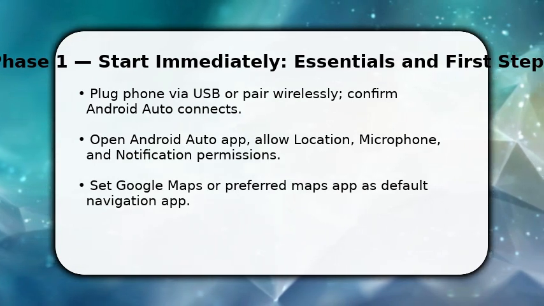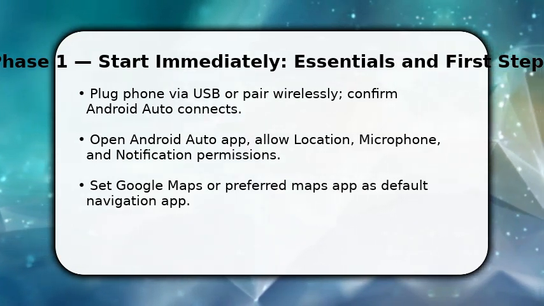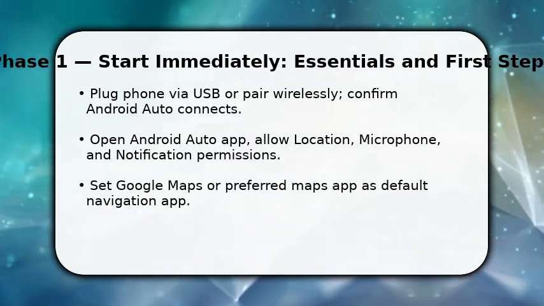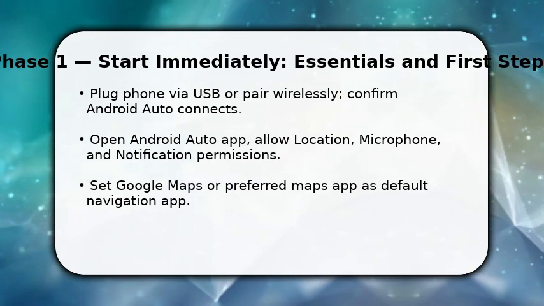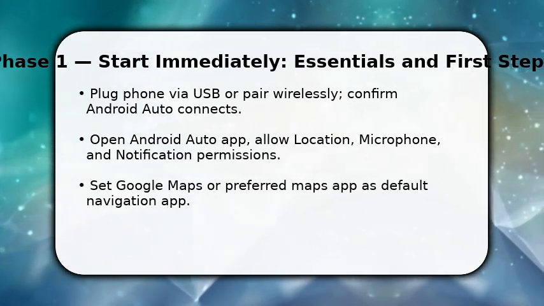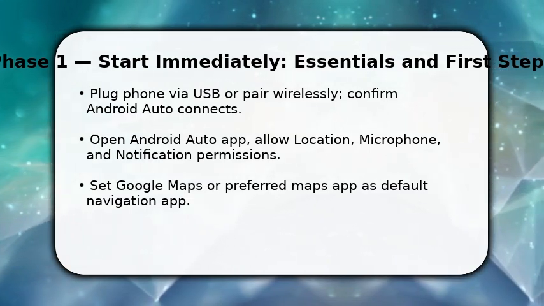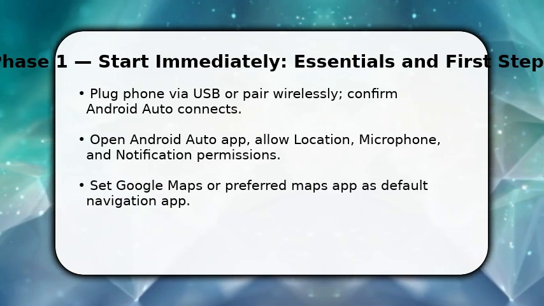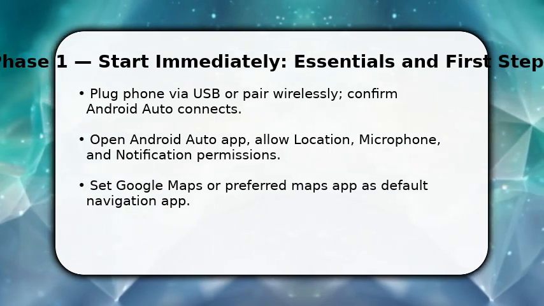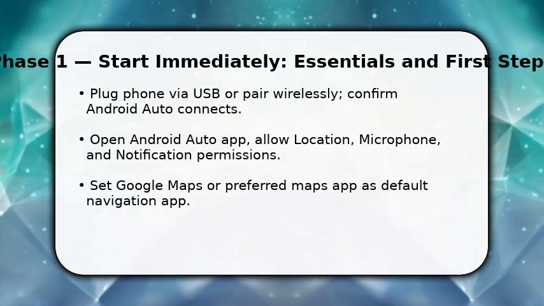Next, select Google Maps or your installed Maps app as the default navigation provider. This ensures voice directions route through the car speakers. Finally, tap the Maps icon on the Android Auto home screen to start. Make sure your phone has a stable data connection or downloaded offline areas for the route ahead.